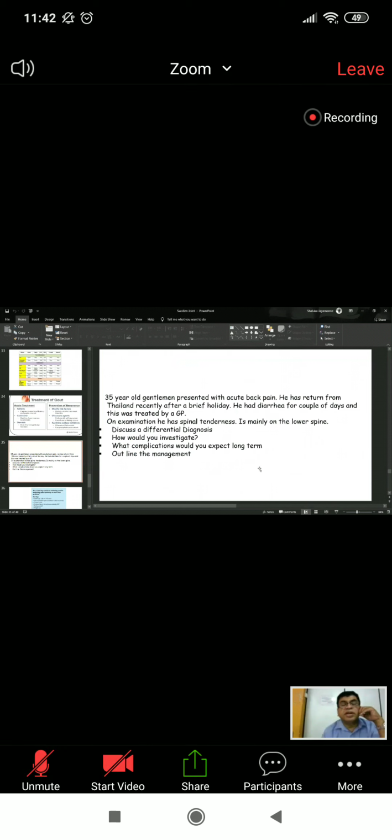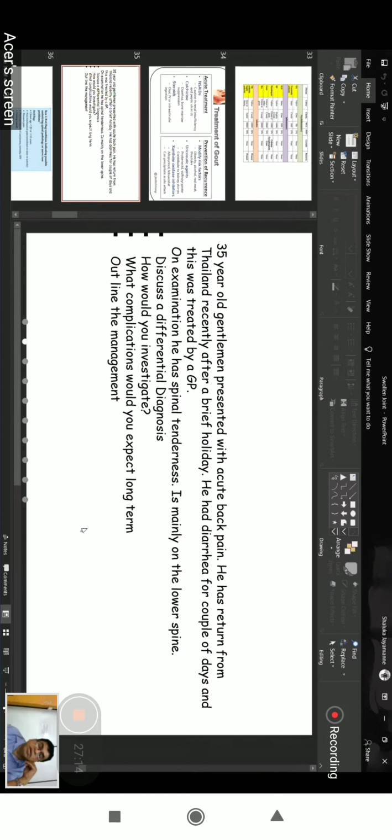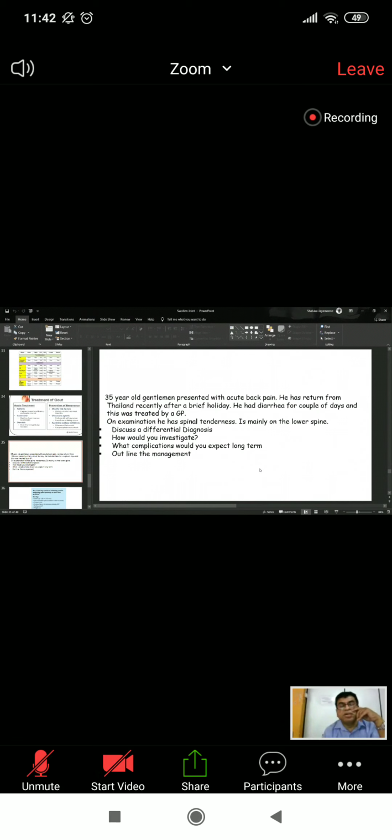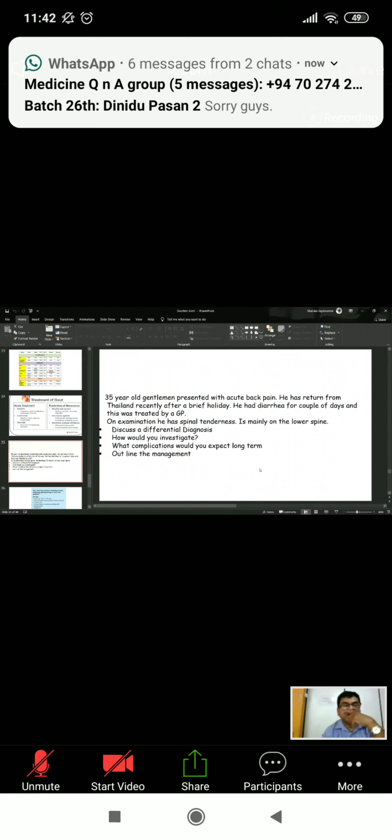So comes the next illustration. A 35-year-old gentleman presented with acute back pain. He has returned from Thailand recently after a brief holiday. He had diarrhea for a couple of days. This was treated by a GP. On examination, he has spinal tenderness, mainly on the lower spine. What is your differential diagnosis? How would you investigate? What complications would you expect long-term, and outline the management?